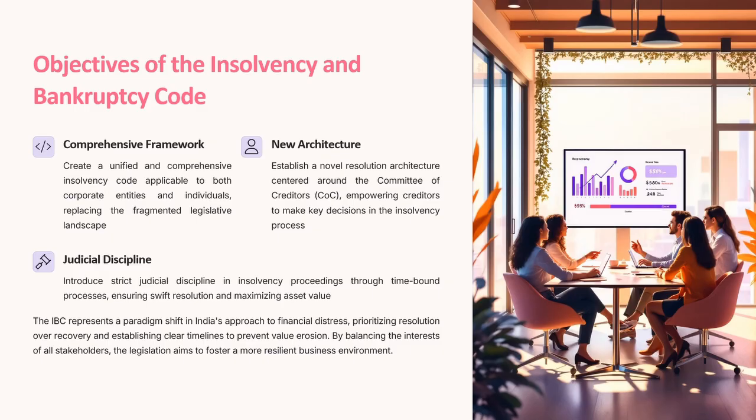What are the objectives of the Insolvency and Bankruptcy Code? First one is a comprehensive framework. It creates a uniform and comprehensive insolvency code applicable to both corporate entities and individuals, replacing the fragmented legislative landscape. Second, a new architecture. It establishes a novel resolution architecture centered around the Committee of Creditors, empowering creditors to make key decisions in the insolvency process. And third one is judicial discipline.